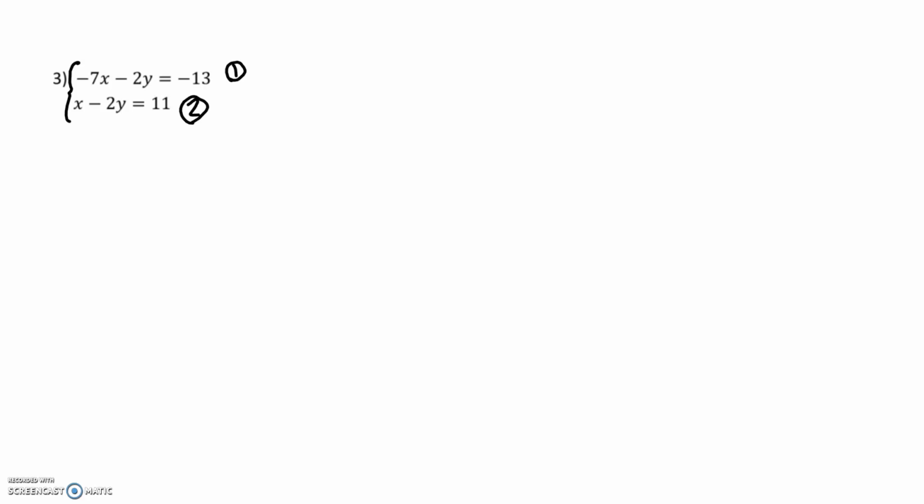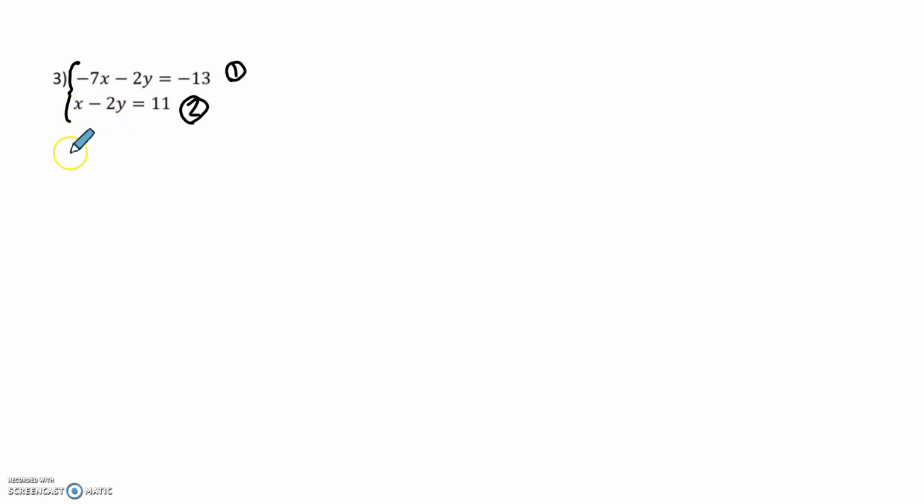This is the second video for solving by substitution, and we're completing our last example. So we know the first step in substitution is to isolate for either x or y. When I look at equation 1, both x and y have a coefficient, so that's not going to be easy to isolate. When I look at equation 2, I see x has a coefficient of 1, y has a coefficient of -2, so I'm going to isolate x.